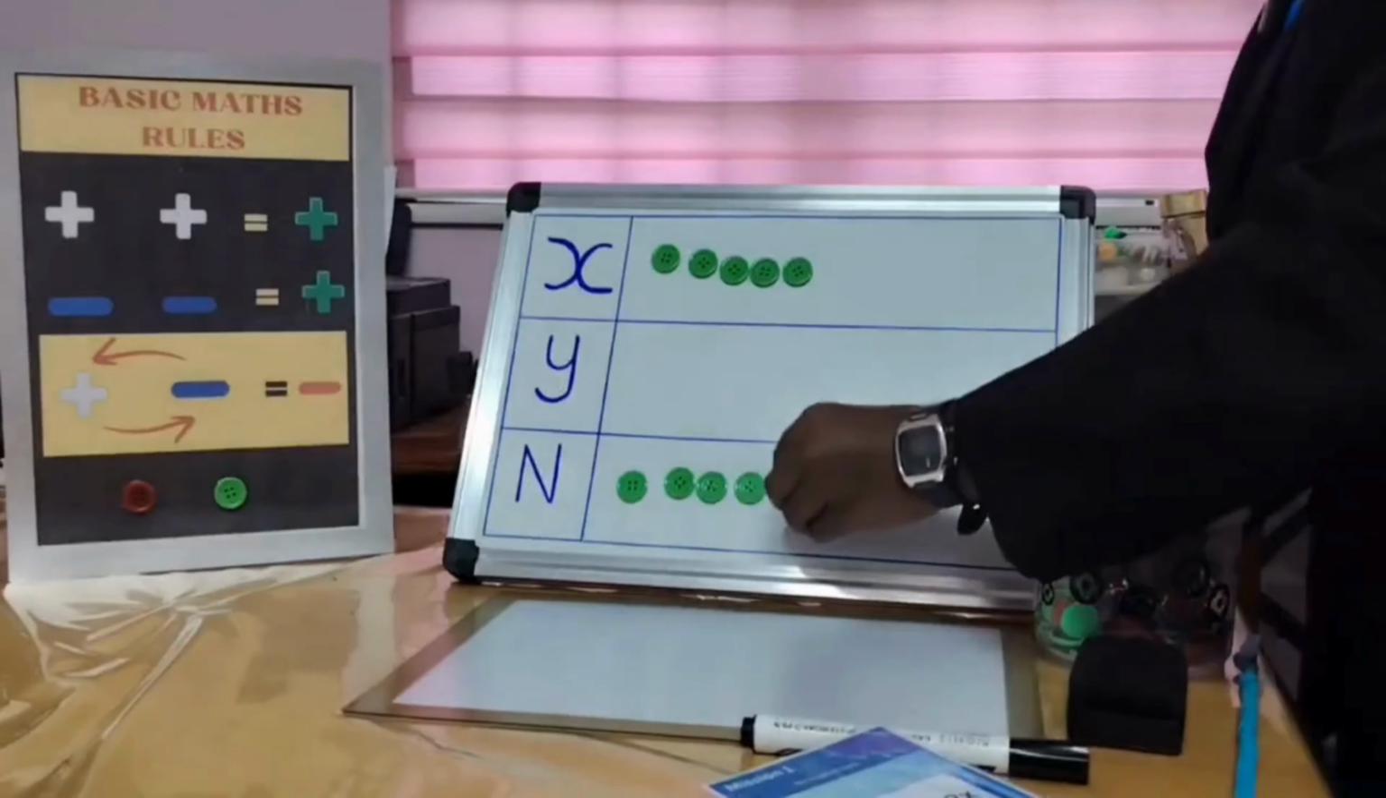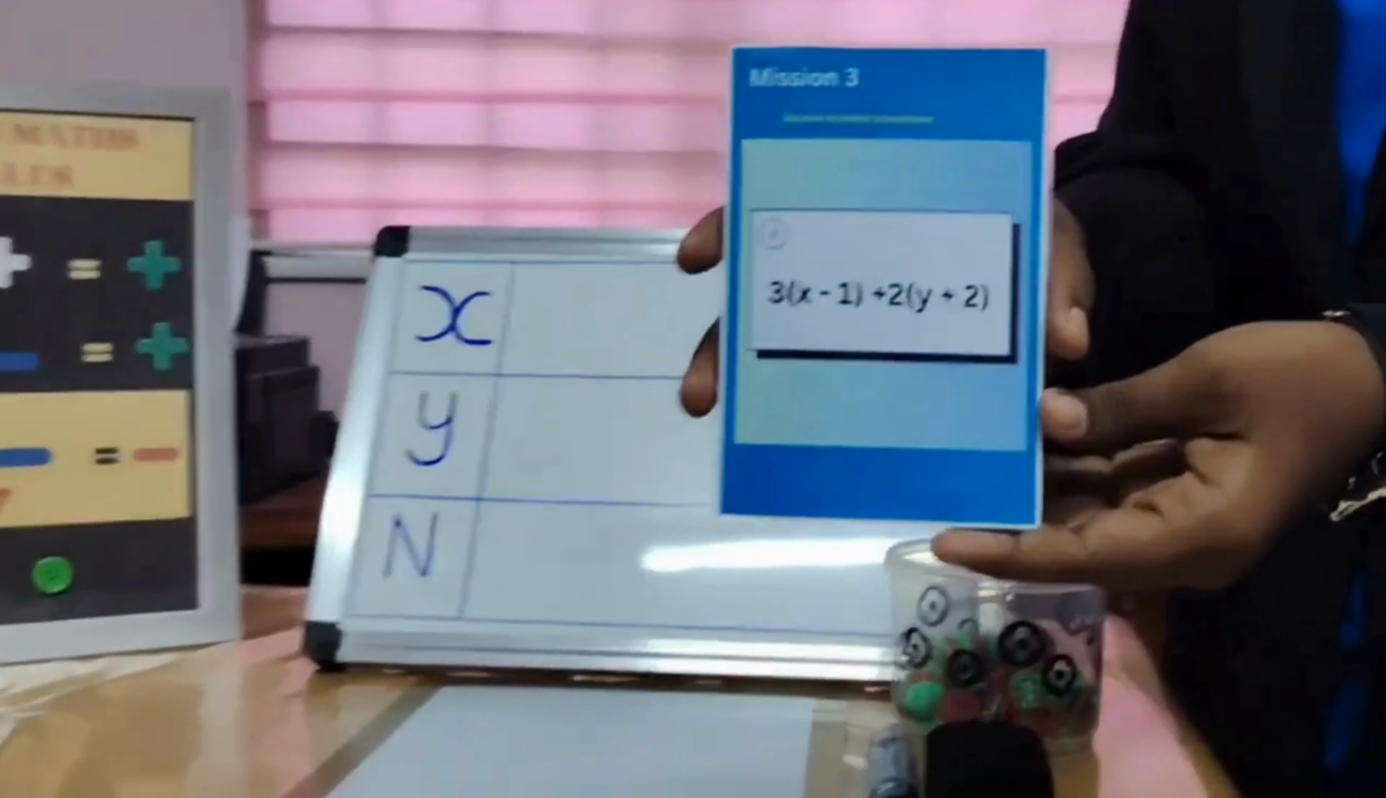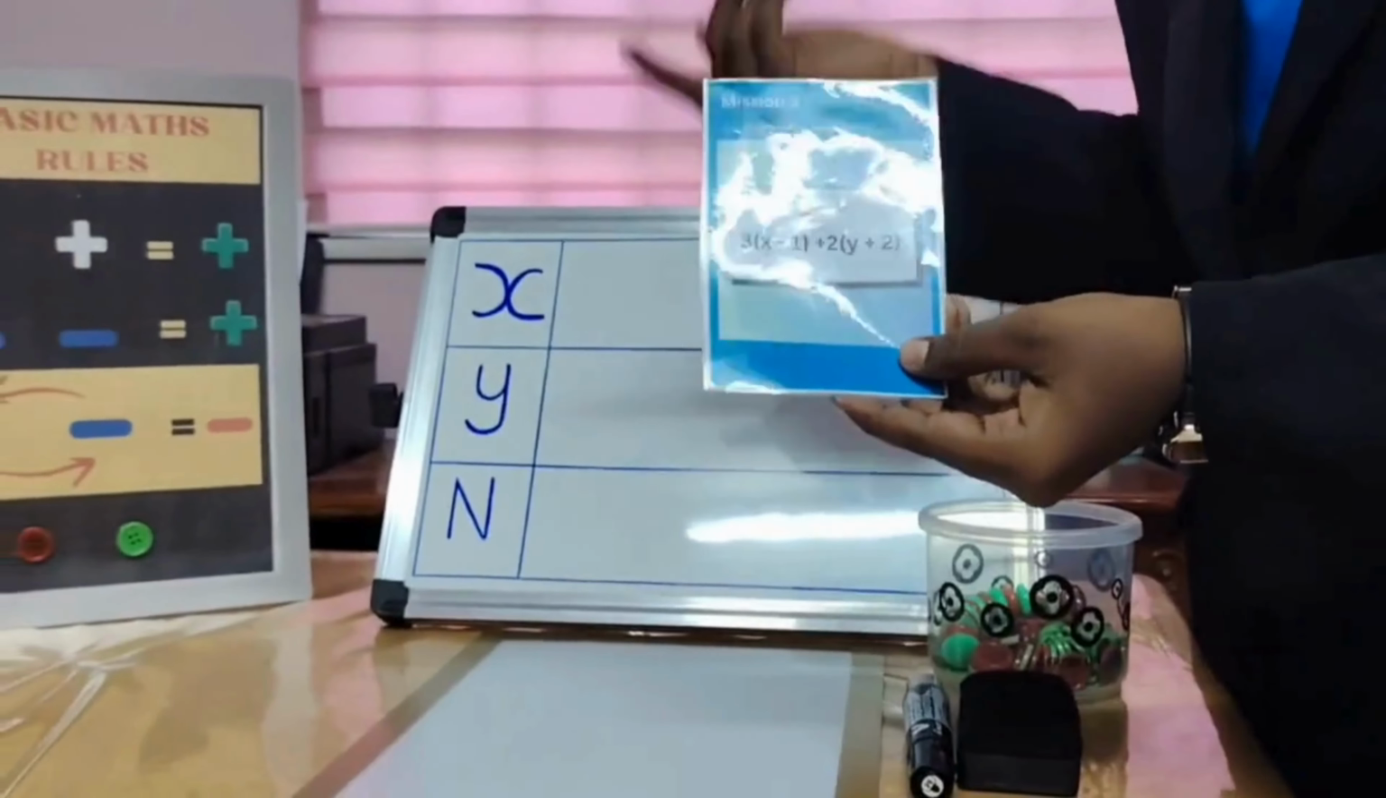Double bracket showdown. Now, let's move on to mission 3. For the past missions, there was just a single bracket. But for this mission, there are 2 brackets. So this is our equation for mission 3. As usual, we are going to expand the bracket.